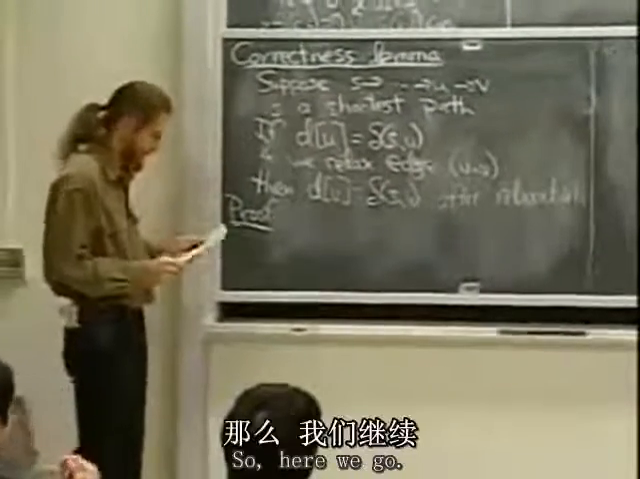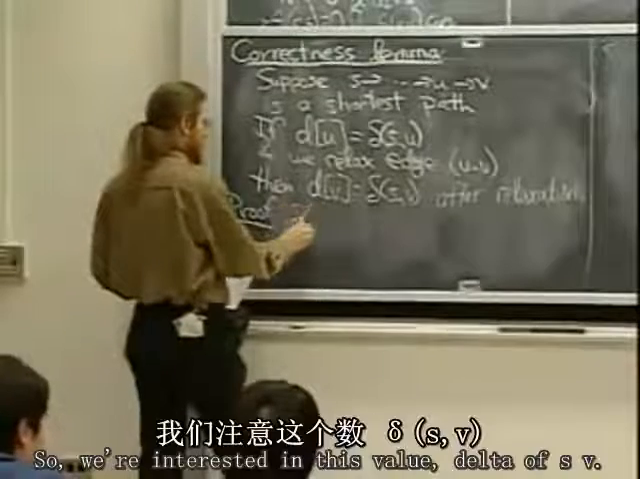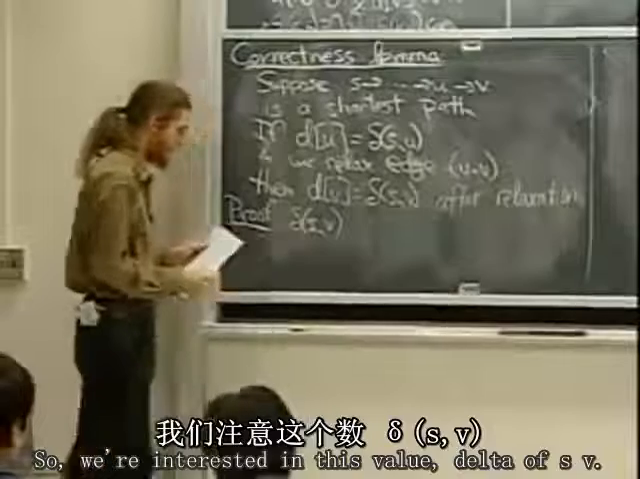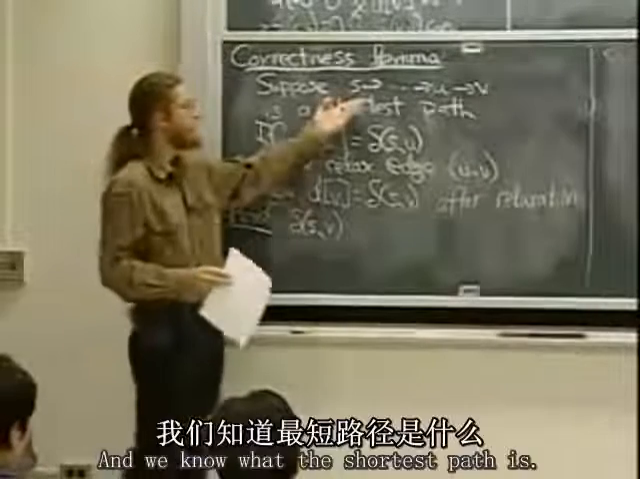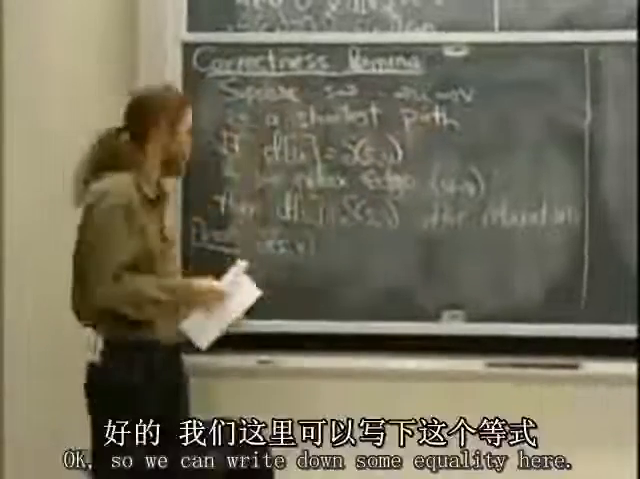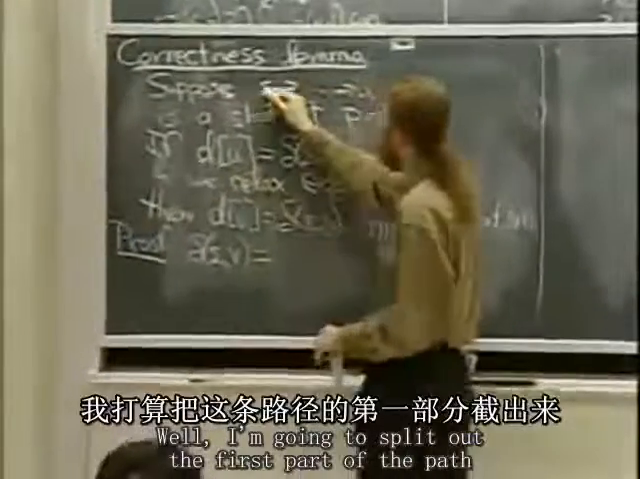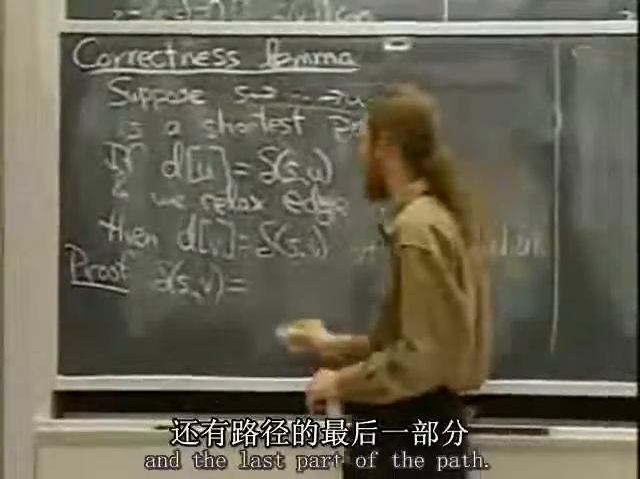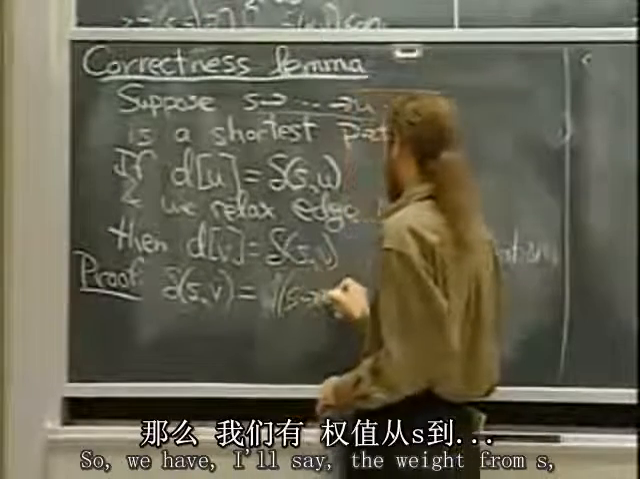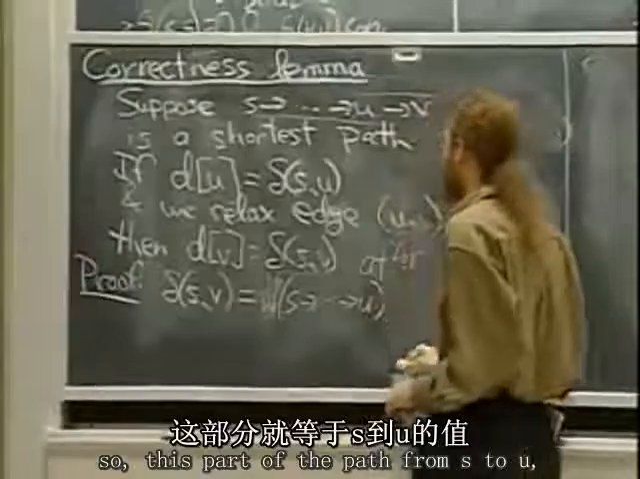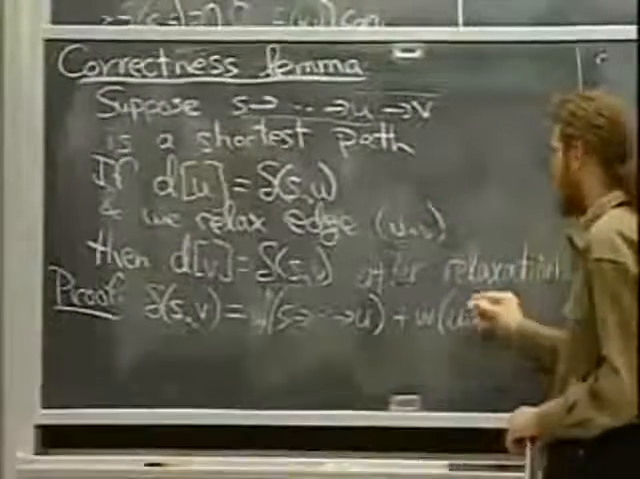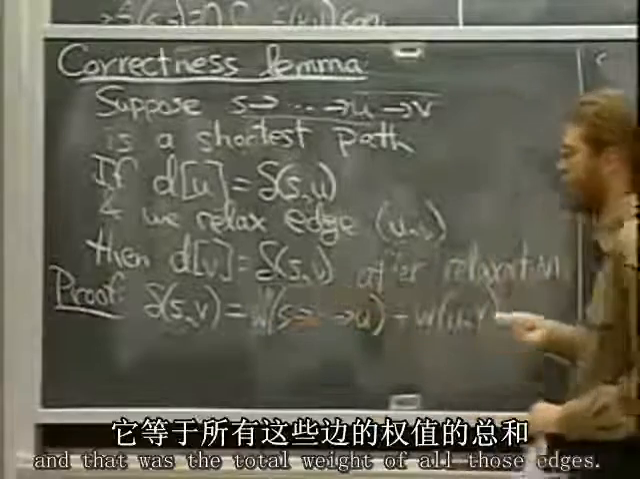So here we go. We're interested in this value, delta of s comma v. And we know what the shortest path is. So the shortest path weight is the weight of this path. Okay, so we can write down some equality here. I'm going to split out the first part of the path and the last part of the path. So we have the weight of this part of the path from s to u, plus the weight of this edge, u comma v. Remember, we could write w of a path, and that was the total weight of all those edges.